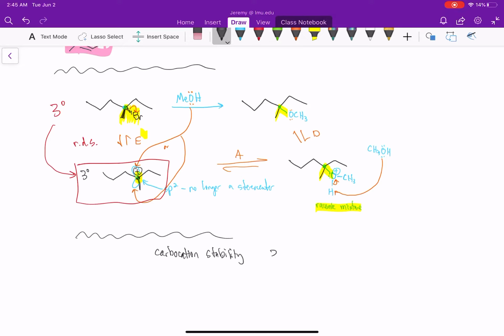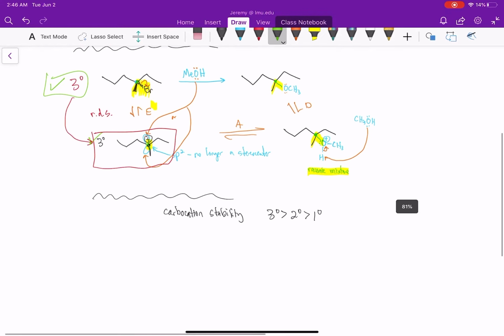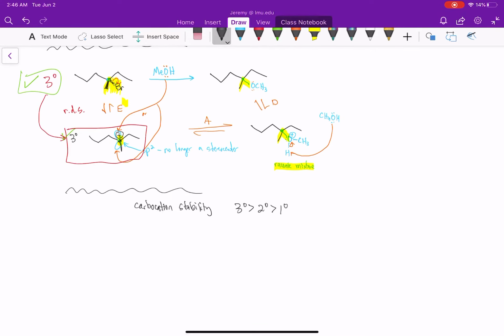Right? We know a tertiary carbocation is more stable than a secondary, which is more stable than a primary. So this reaction will definitely work with a tertiary alkyl halide because it forms a tertiary carbocation. What about secondary? Would that work?